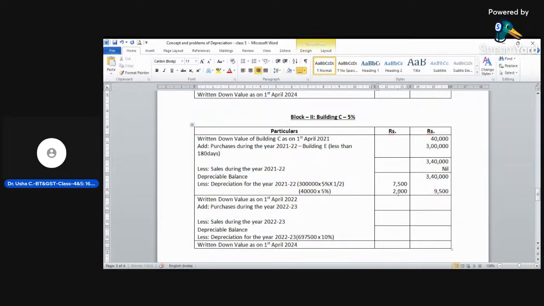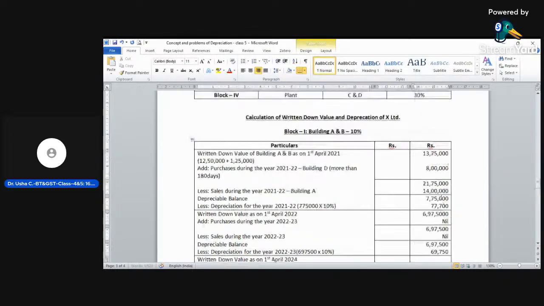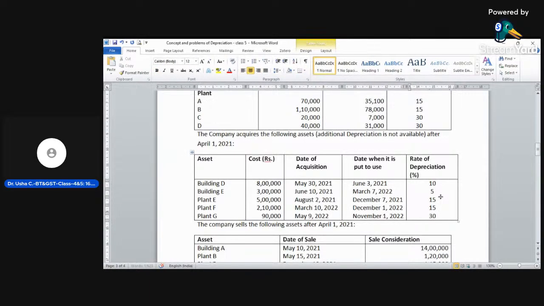Now deduct from the depreciable balance: 3,40,000 minus 9,500. So the depreciable balance as on 1st April 2022 is 3,30,500. Next, add purchases during the year. Is there any 5% building asset purchased during the year 2022-23? No. The asset which was purchased in 2021 was put to use in 22, but it will not affect the next assessment year. Put to use concept is applicable only in the year of purchase.